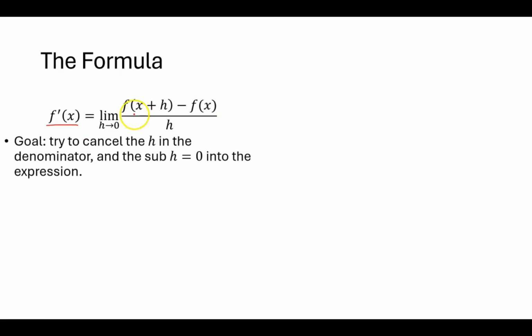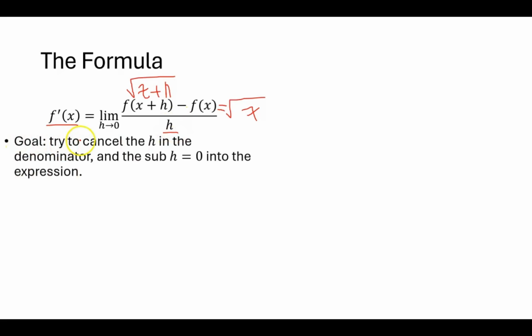And for this f of x plus h, you just need to substitute all the x in f of x with x plus h. So for example, if the question gives you f of x equals square root of x, then your f of x plus h will just simply be square root of x plus h. And then this h on the denominator is just a thing here to annoy you.